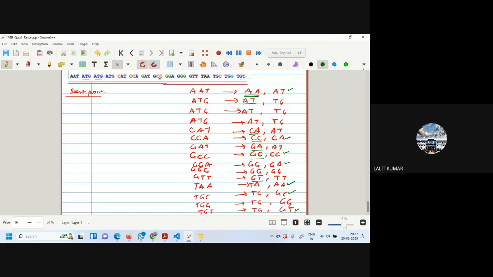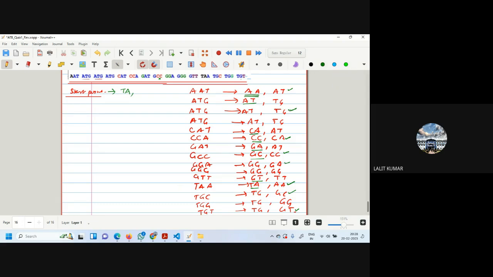So GT is also there. We find TA, and TA is not there anywhere as a suffix. So we have found that one of the starting points can be TA. Then we check others: TG, TG, TG. So T is here. So we have got only one start point in this.